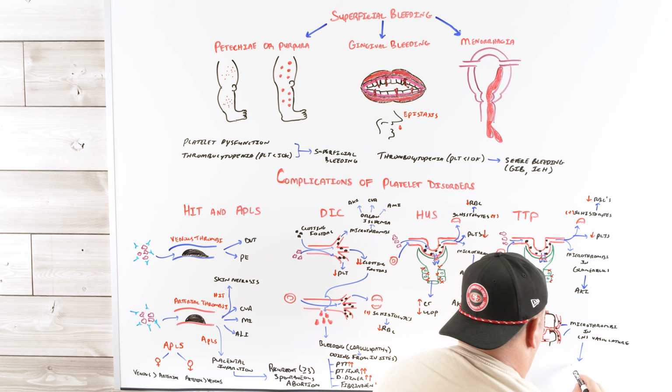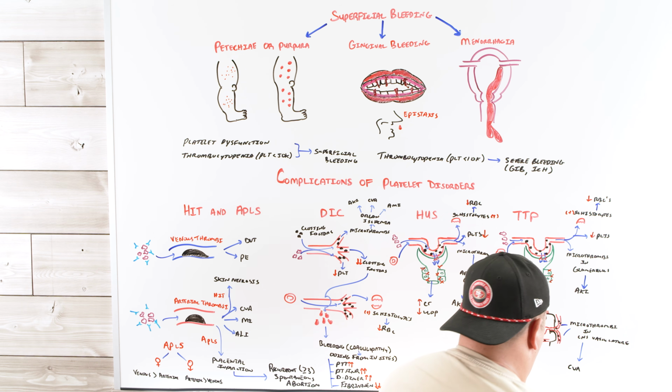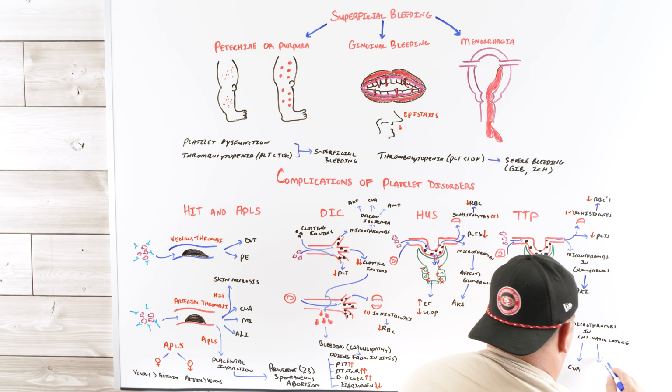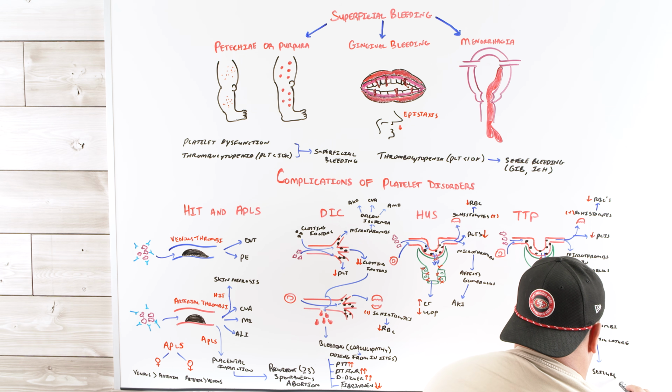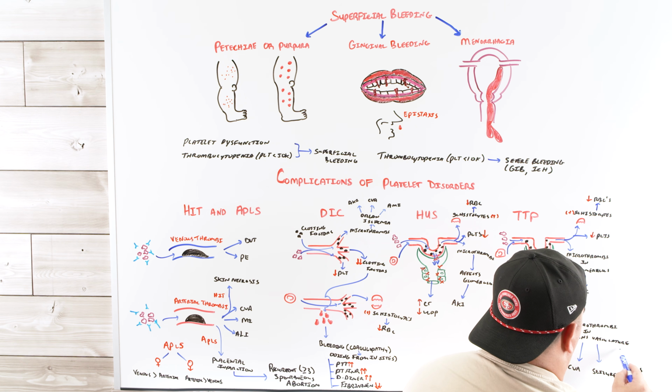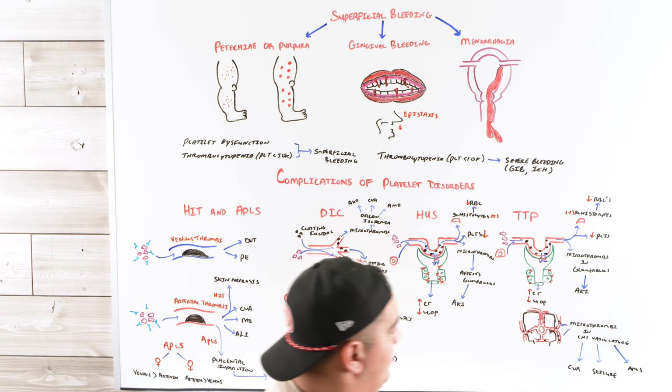You could end up with a stroke. You could end up with a seizure. You could end up with encephalopathy or just confusion and altered mental status, if you will. And so this can cause a lot of different types of neurological symptoms.